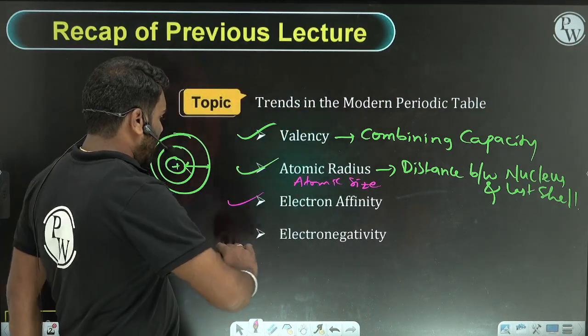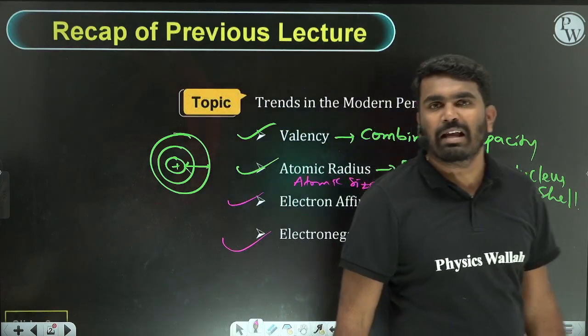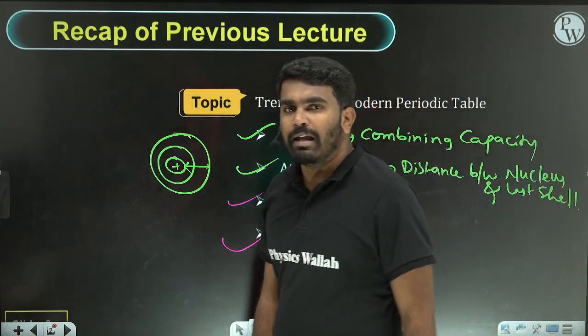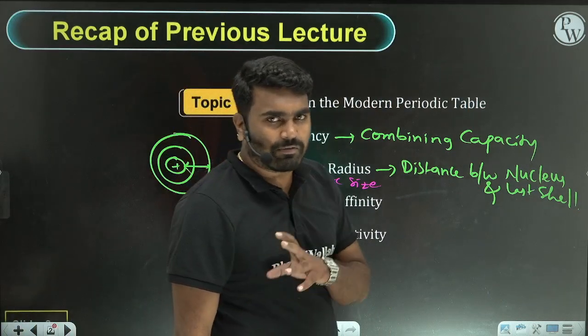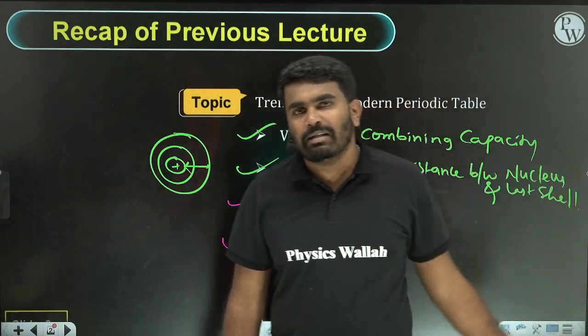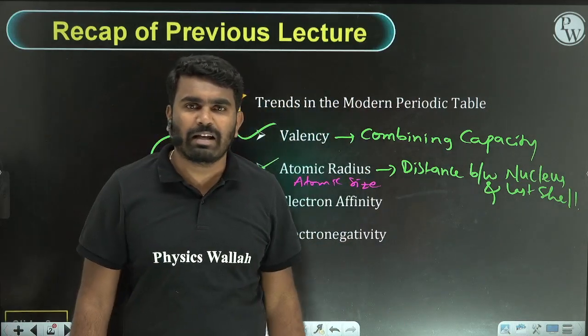And next, electronegativity. The tendency to gain electrons is nothing but electronegativity. In periods, electronegativity increases from left to right. So why does electronegativity increase?